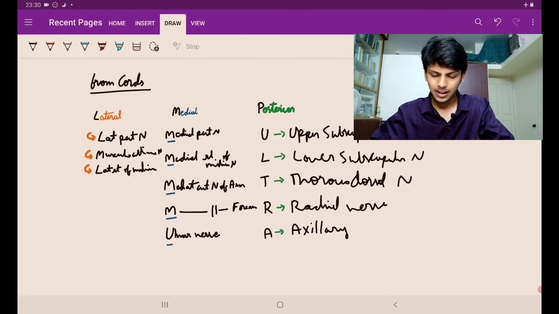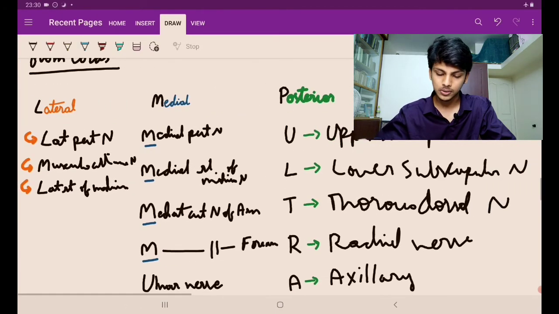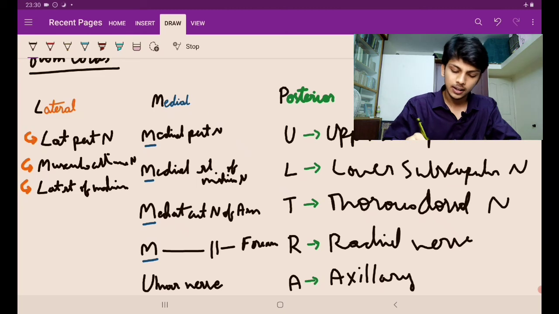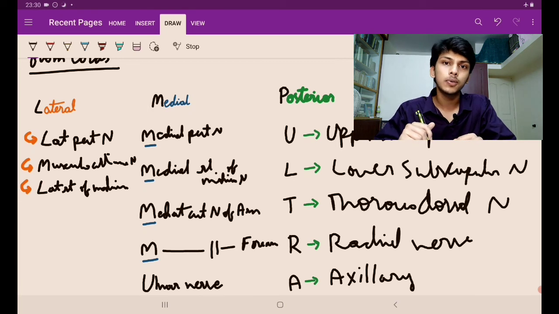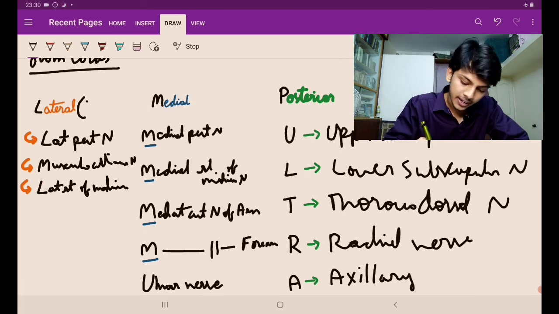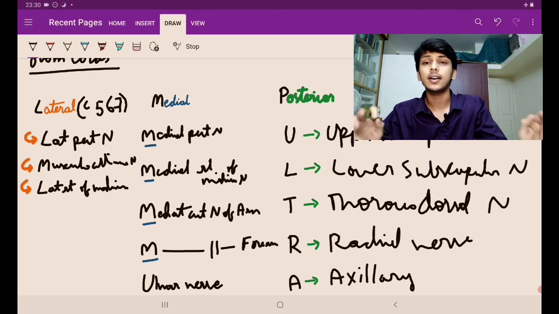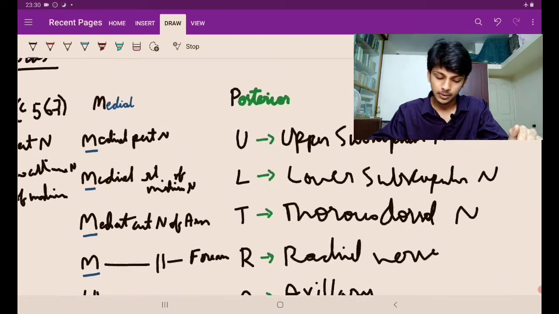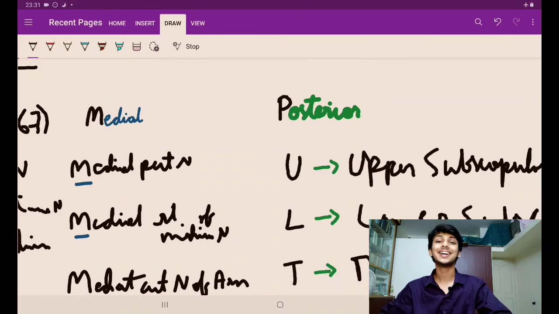Okay. Now, how can we remember the root values of the different cords of the brachial plexus? See here, guys, we studied that the lateral cord of the brachial plexus is formed by the anterior divisions of the upper and middle trunk. So what will be the root value? That will be C5, C6, C7. So what will be the root value of the nerves from the lateral cord? Usually it will be C5, C6, C7 for all the nerves. But there is one interesting thing about the musculocutaneous nerve. We'll be studying that.